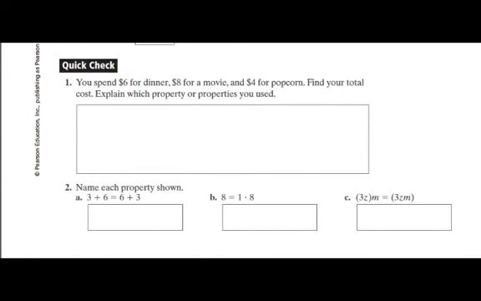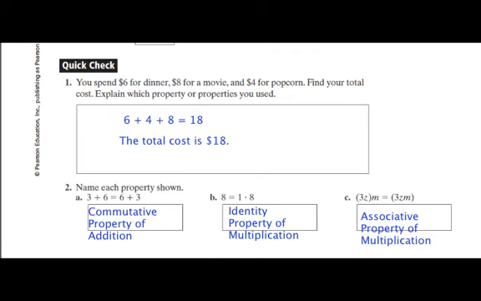On number 1, you do not have to explain which property or properties you used. Just use the method that's quickest and easiest for you to find the total cost. Be sure to write your answer in a complete sentence. For number 1, you should have gotten the total cost is $18.